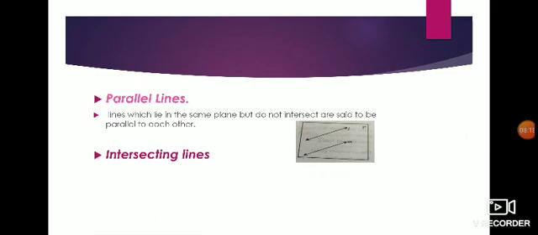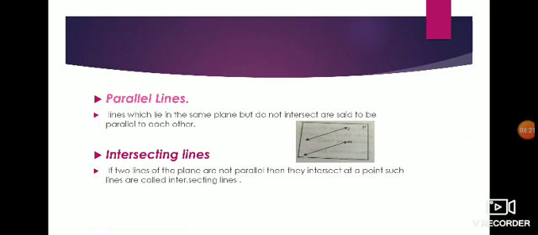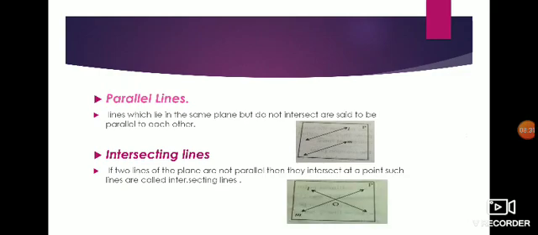Okay, so the next point we will see is intersecting lines. Intersecting means what, students? They touch each other. If two lines of the plane are not parallel, they intersect at a point. Such lines are called intersecting lines. See in this figure, line L and line M are intersecting at the point O. Now on the basis of all these things, we will see practice set 1.